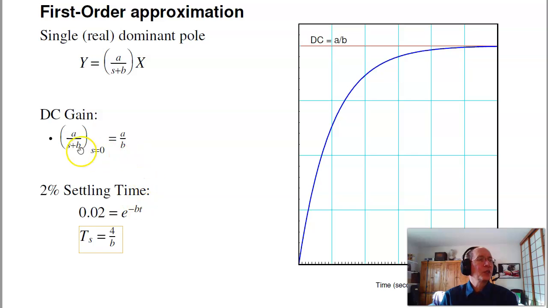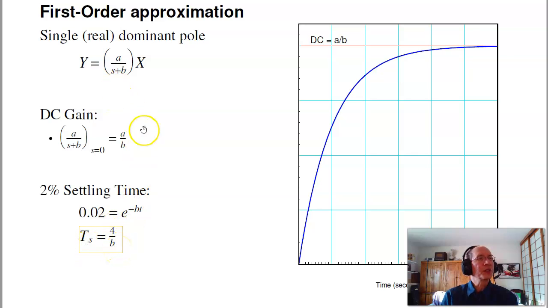The 2% settling time comes from the pole. This has a pole at minus B, so when you do your partial fraction expansion, I'm going to get a term, e to the minus bt. If I say 1 is e to the minus bt 0.02, take the log. The nice thing about 0.02, the logarithm is minus 4, actually minus 3.98, pretty close to minus 4. So the settling time is just 4 over the pole.